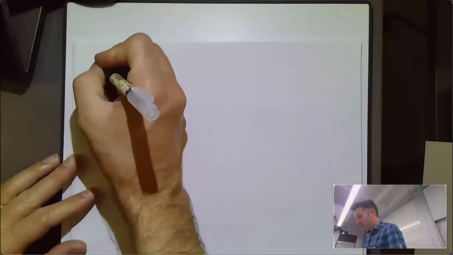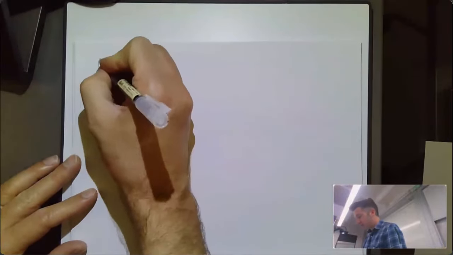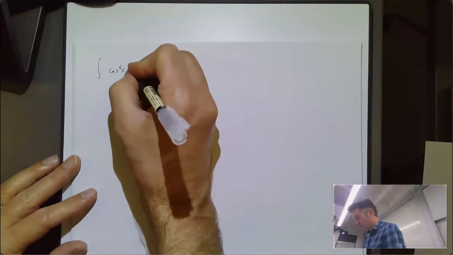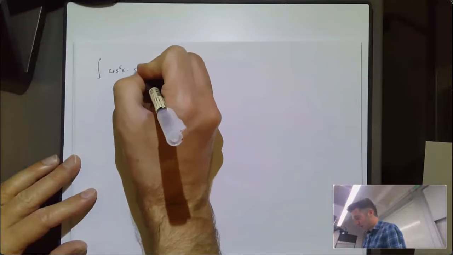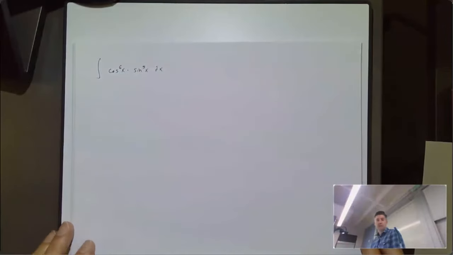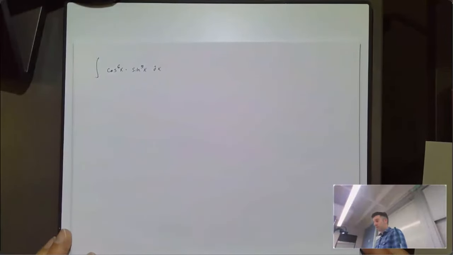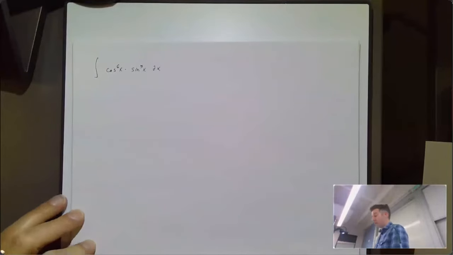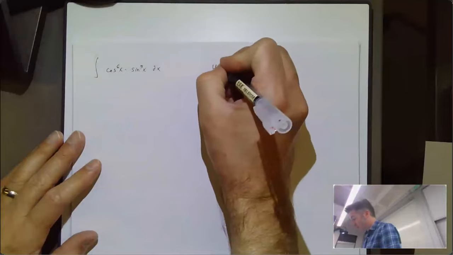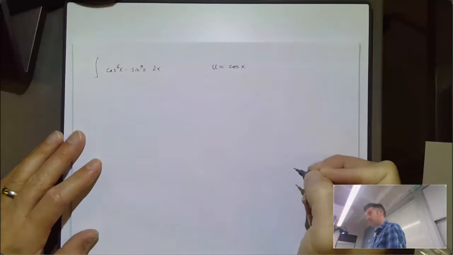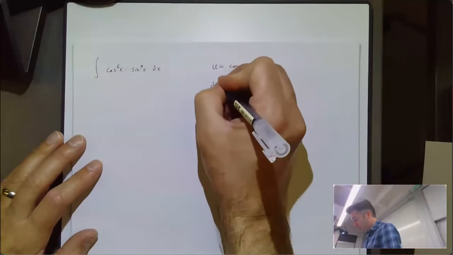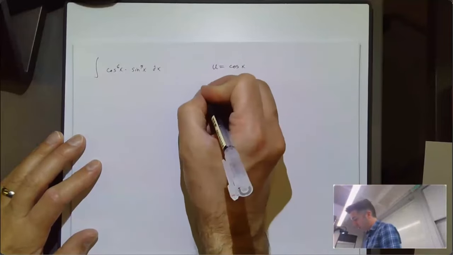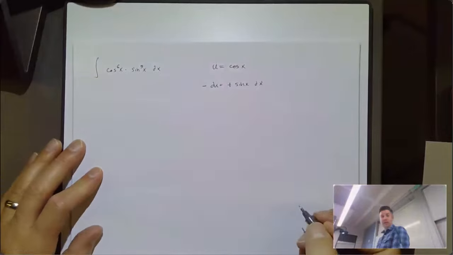So let's say we had the integral of cosine to the 6th x times sine to the 5th x. This one's going to be a little gross. That's okay. So again, just like last time, I'm going to pick u equal to the thing that's to the even power. So I'm going to pick u equal to cosine of x. My du is going to be negative sine of x times dx. And I'm going to say that negative du is equal to positive sine of x times dx.